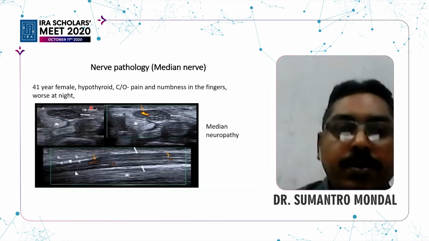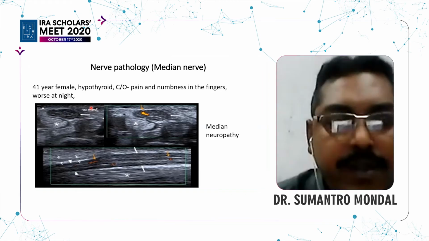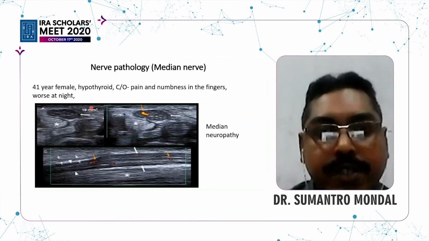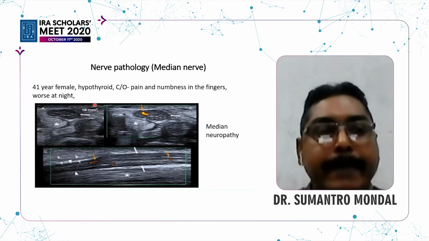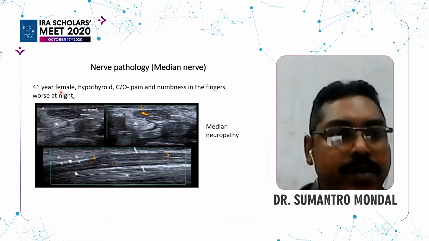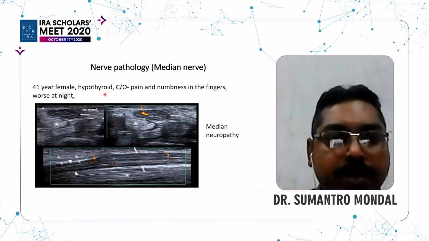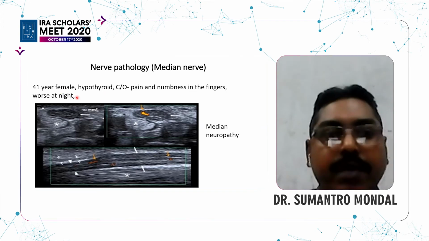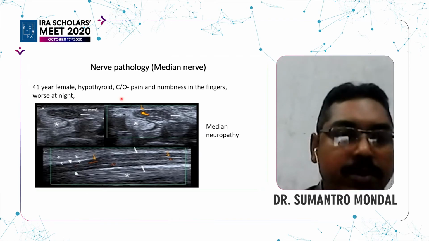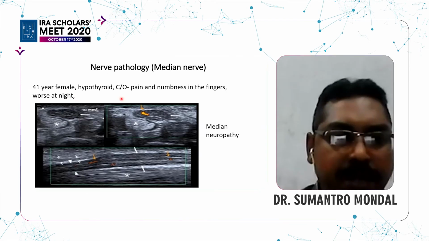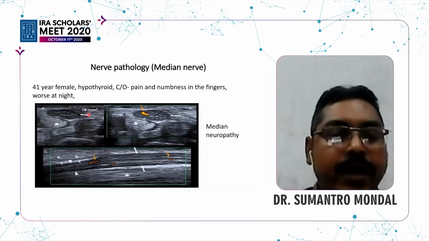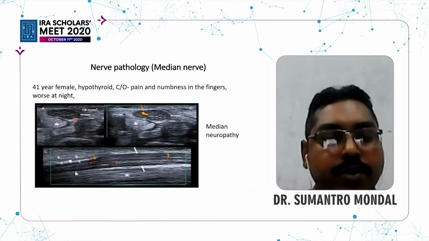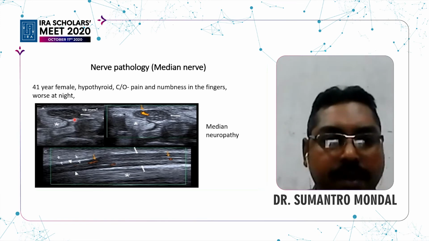So these are the mostly articular and periarticular pathologies. Some nerve pathologies, especially the median nerve pathologies, can also be taken care of by the ultrasound. This 41-year-old female hypothyroid patient is complaining of pain and numbness of the fingers, which is worse at night. Some amount of stiffness is also present. An ultrasound of the nerve shows a grossly enlarged median nerve, almost 19 millimeter square cross-sectional area. The normal cutoff is up to 9 to 11 millimeter square.